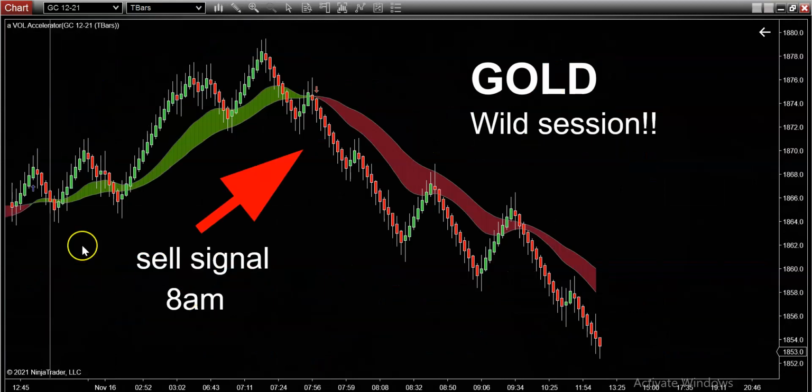Anyway, so unless you were trading the overnight session, I think it would have been pretty hard to catch this long here on gold, but 8 o'clock in the morning when the volume indicator turns red, you better be at your computer, right?